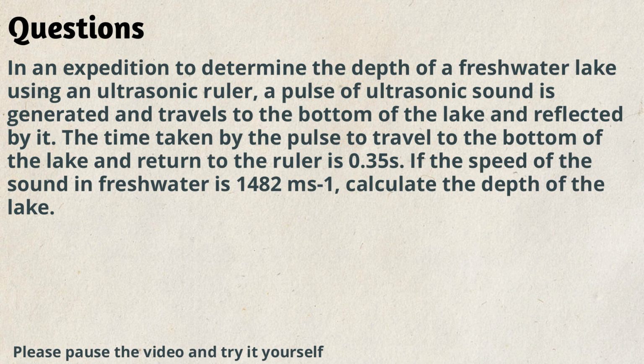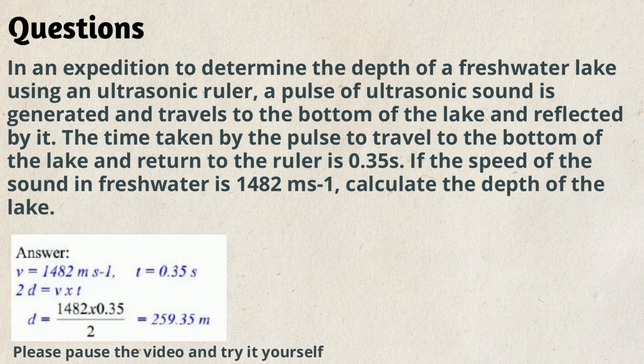Using the equation that we learned before, 2D is equal to V times T, we know that D is equal to 1,482 meters per second multiplied by 0.35 seconds divided by 2, which is equal to 259.35 meters.